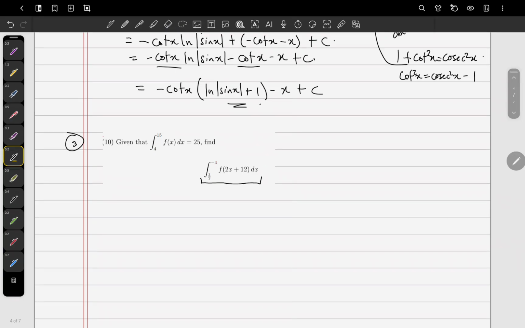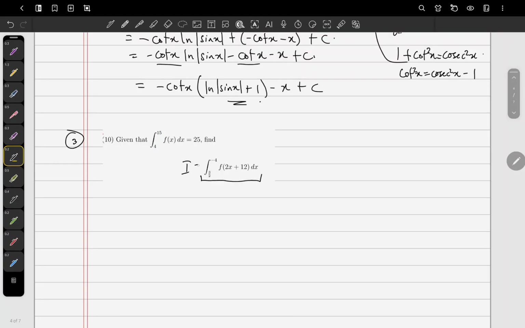Basically, when you have questions like this, what should come to your mind is U substitution. Okay, so let's call this I. To find I, the integral from 3 over 2 to negative 4 of f of 2x plus 12 dx. First and foremost, that order does not make sense, so I need to change that order. But the property is that when you change the limits from A to B to B to A, it must attract a negative sign, f of x dx.